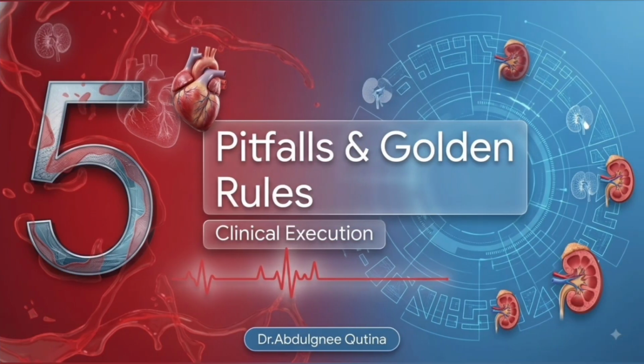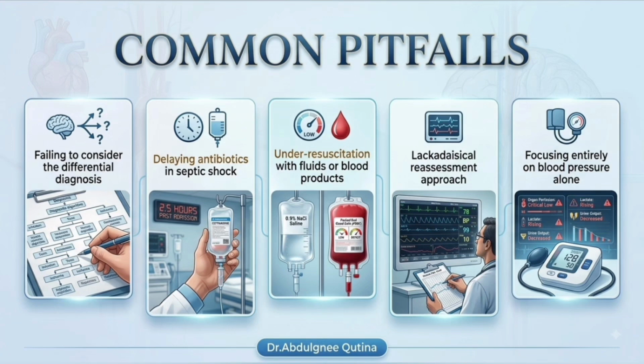Let's bring it all home with Section 5, Common Pitfalls and Golden Rules. These are the traps that literally cost lives. First, getting tunnel vision and failing to consider the differential diagnosis. Assuming it's one type of shock without ruling out the others. It's totally possible to have mixed shock. Second, dragging your feet on antibiotics and sepsis. Third, under-resuscitation, just being too timid with fluids or blood.